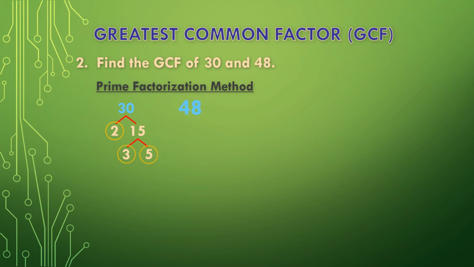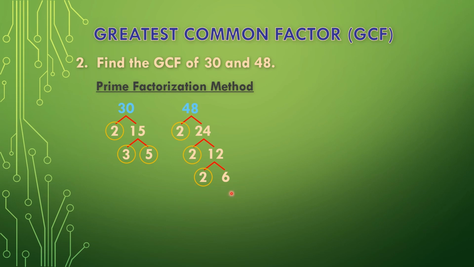Let's move on to 48. Let's break down 48 into its prime factors. 2 times 24 is equal to 48. 2 is a prime number, so let's encircle it. Next, 2 times 12 is equal to 24. 2 is prime, so let's encircle it. 2 times 6 is equal to 12. 2 is prime, so let's encircle it.